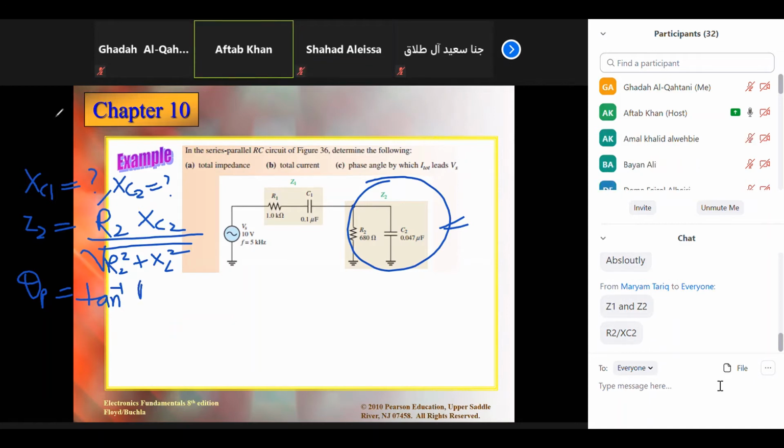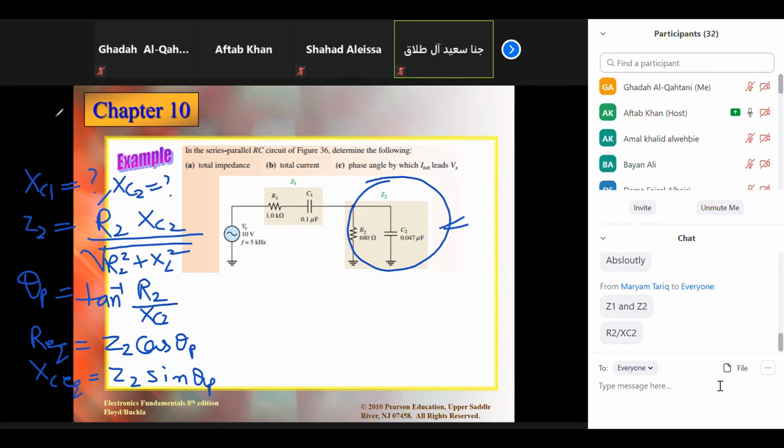All right, correct. R2 over XC2, absolutely right, because it's a parallel circuit, so it should be R over XC. So okay, now once I get it, what should be my next step? Find the R equivalent, absolutely right. So R equivalent, which should be Z2 cos theta P. Now XC equivalent, what it will be? Z2 sine theta P.